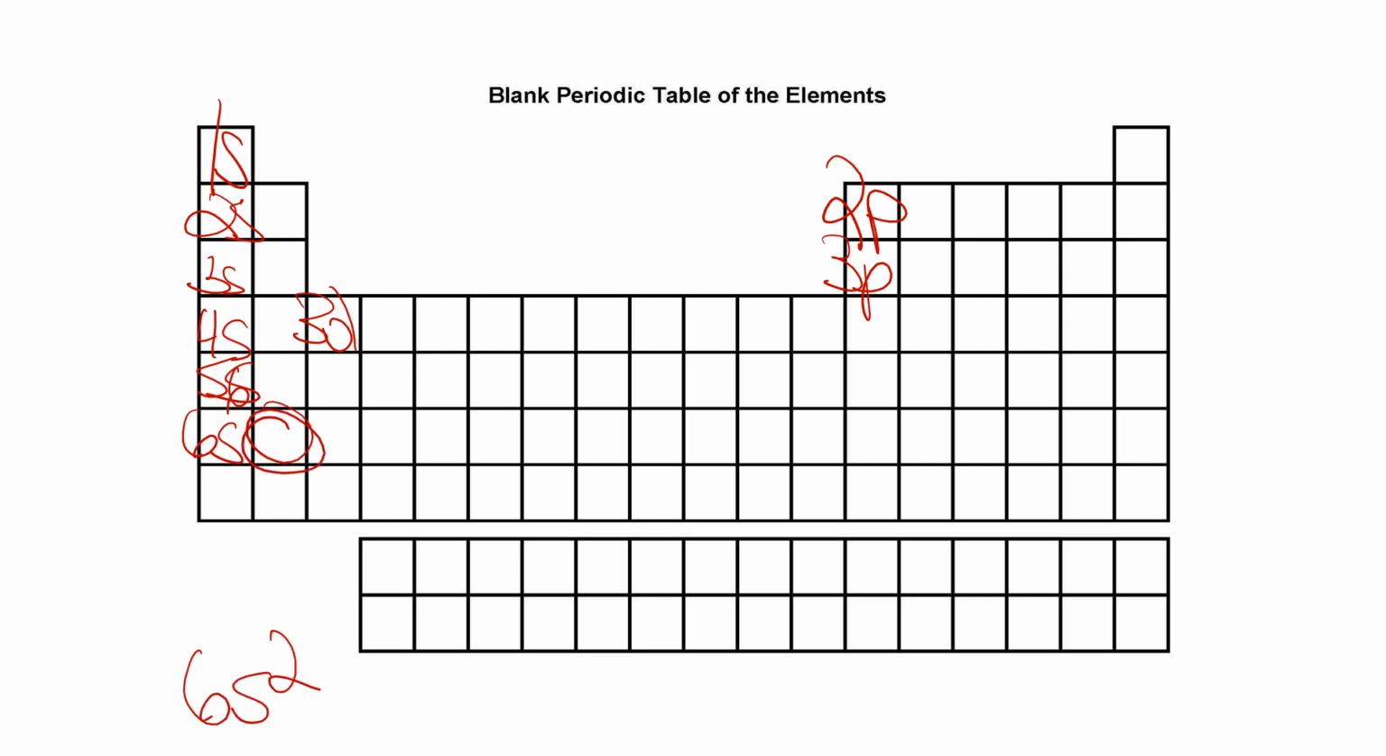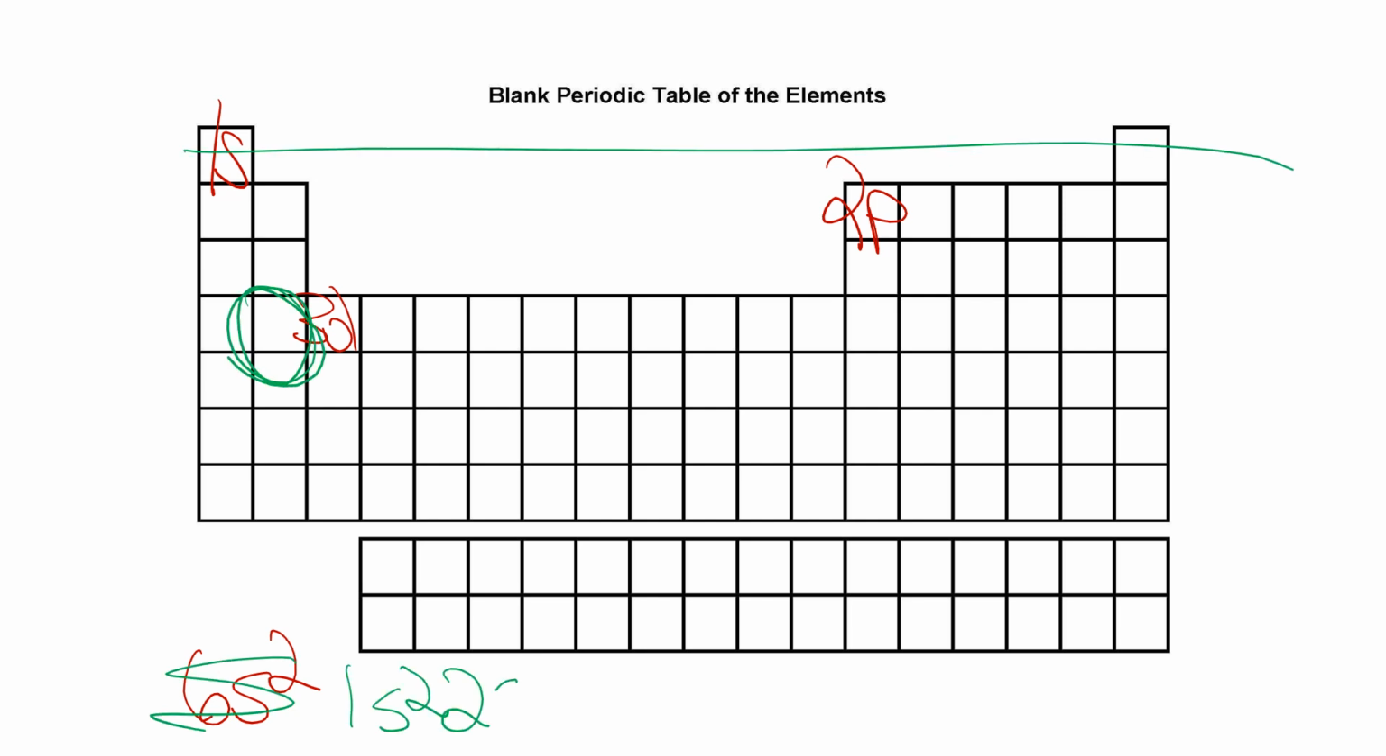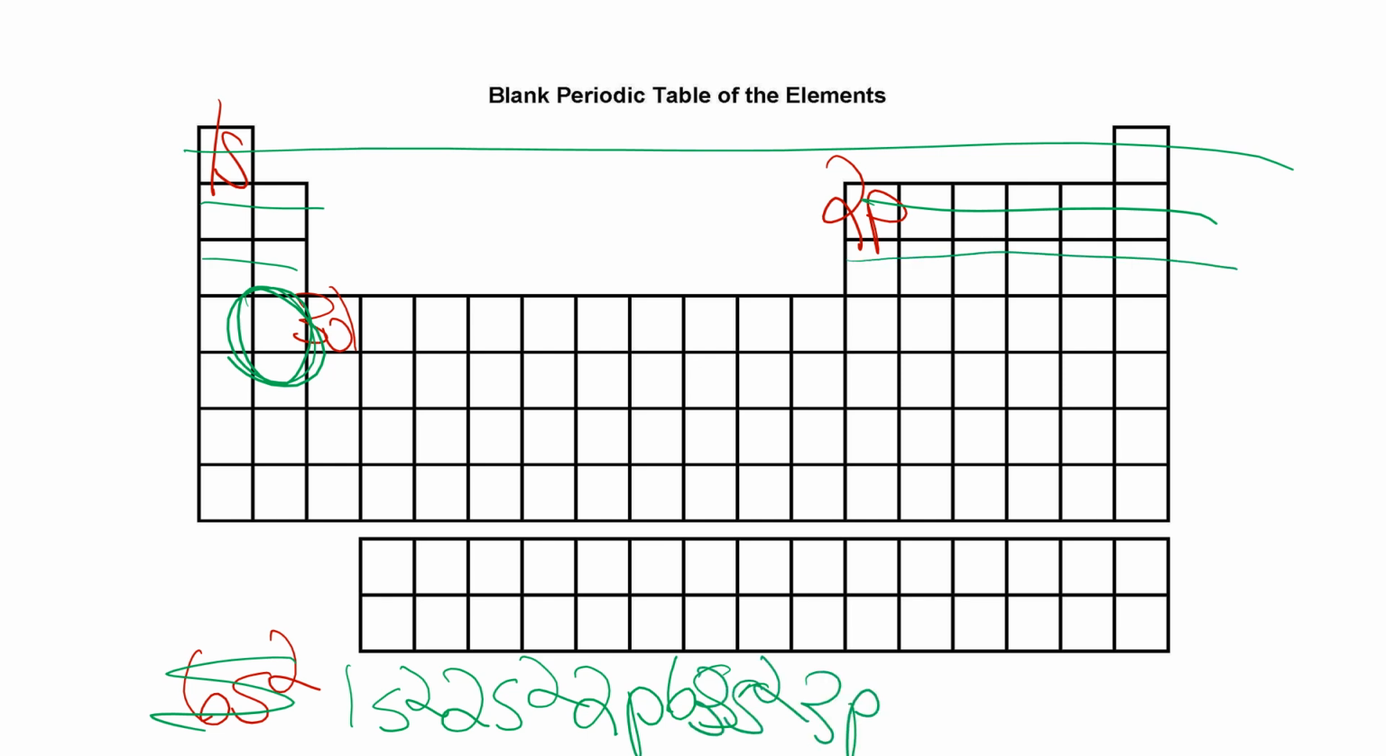Now I'll do another one for practice. Otherwise, practice them on ALEKS. If I were to circle this one right here, it's going to be 1s2, 2s2. So we're reading like a book. 2p6, 3s2, 3p6, 4s2. I don't even remember what I circled. Oh yeah, that's it. 4s2.